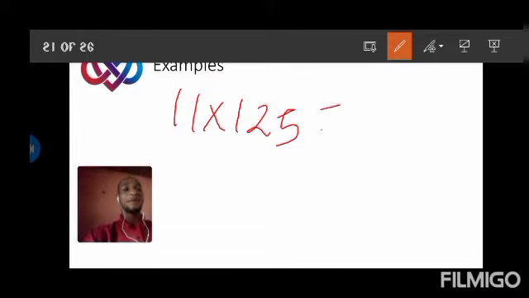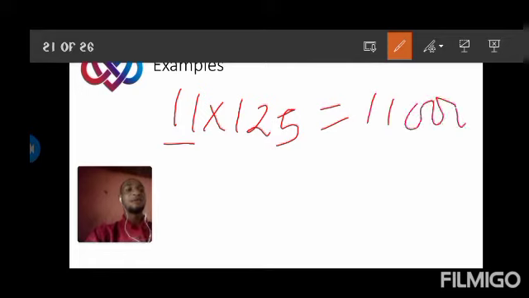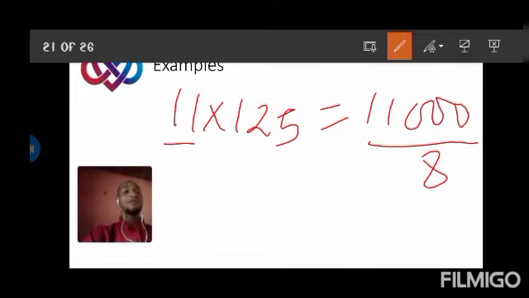Let's look for another number. Let's say we have 11 multiplied by 125. Wow. So now what do we do? We pick the number 11 and add 3 zeros: 1, 2, 3. So we'll divide it by 8. Dividing it by 8 makes it very simple for us to sort out. So what's going to be our answer?